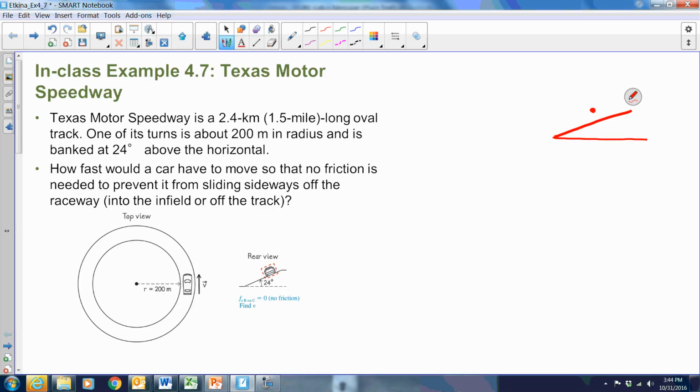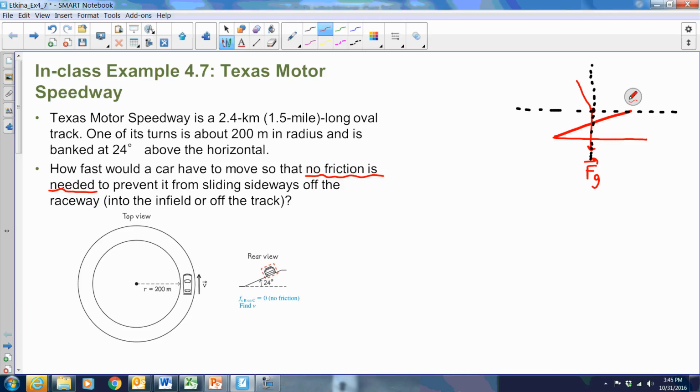Okay, and so the forces on it. It says no friction is needed, so we're going to imagine that there isn't a force of friction, like it's an icy track. So we would have a force of gravity, and the only other force would be the normal force, which would be normal to the surface. I'm using the regular XY axis this time. So y to me means along that axis, and then x means along this axis.